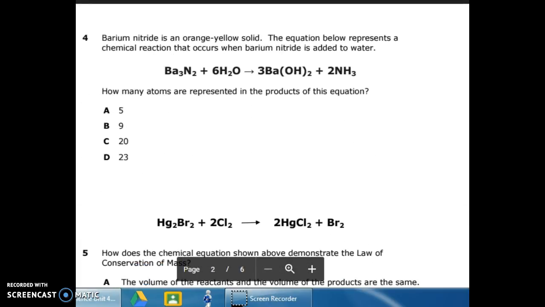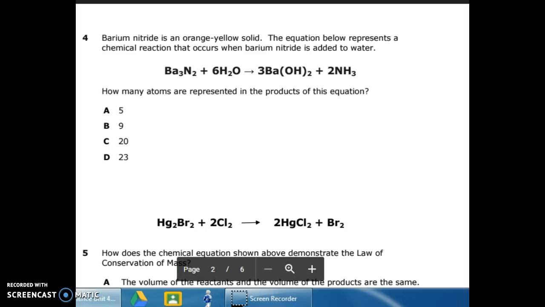Question 4. Barium nitrate is an orange-yellow solid. The equation below represents a chemical reaction that occurs between barium nitrate when it is added to water. How many atoms are represented in the products of this equation?